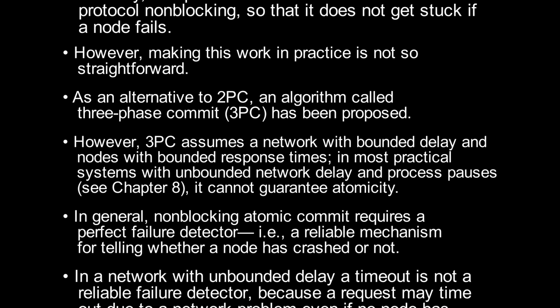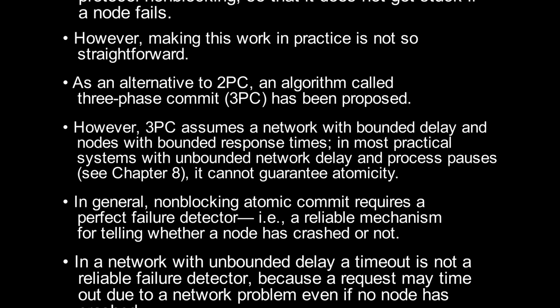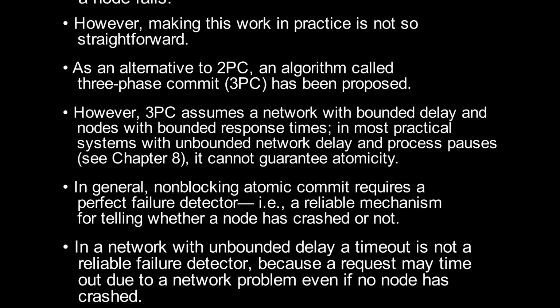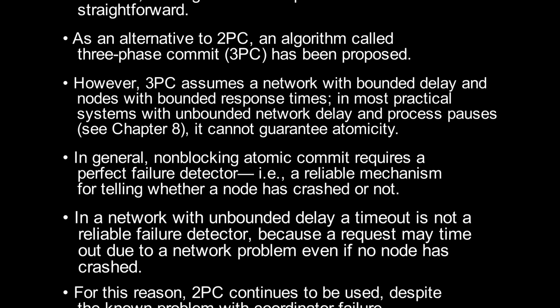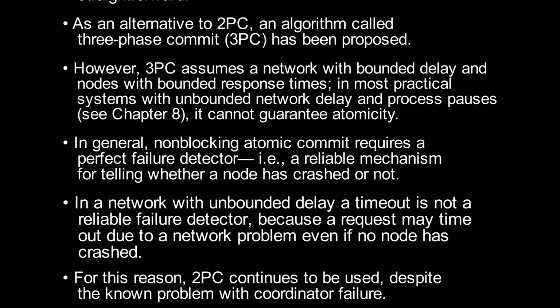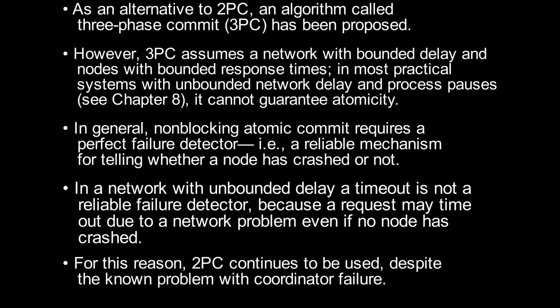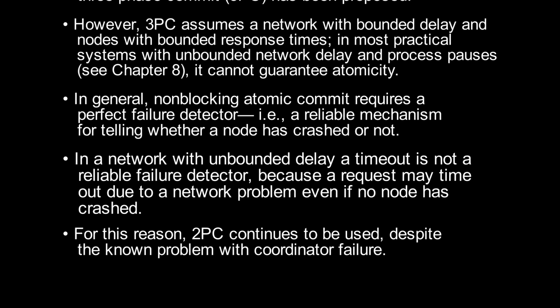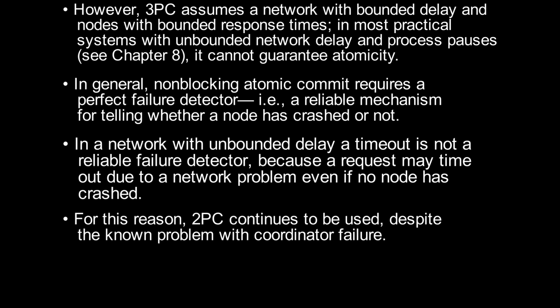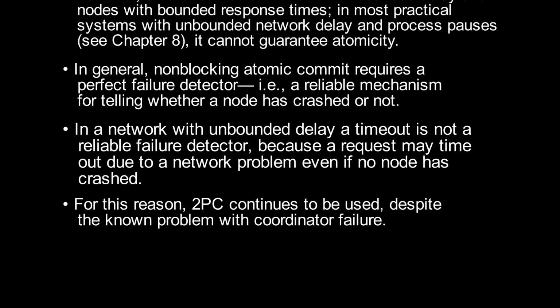In general, non-blocking atomic commit requires a perfect failure detector, i.e. a reliable mechanism for telling whether a node has crashed or not. In a network with unbounded delay, a timeout is not a reliable failure detector, because a request may time out due to a network problem even if no node has crashed. For this reason, 2PC continues to be used, despite the known problem with coordinator failure.